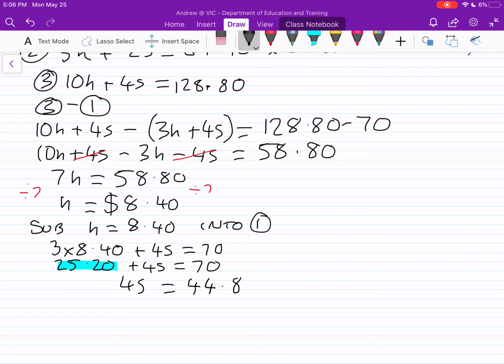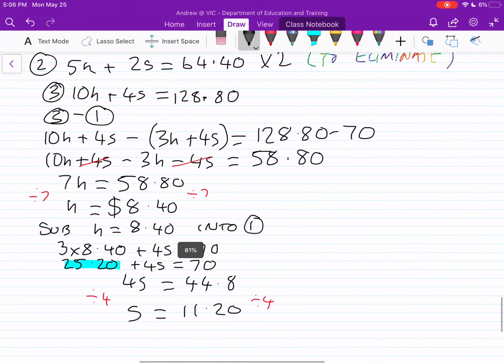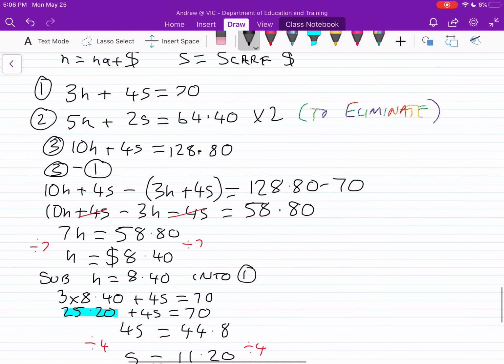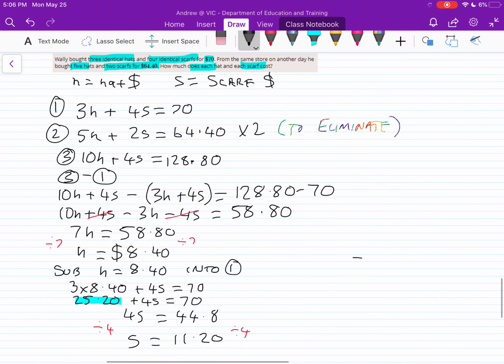Okay, and now we need to divide by 4. Okay, so our scarf is going to equal $11.20. Okay, so it's always good for our worded question that we just had up here. Sorry, zoom out so we can see it all. So it's always good to have a worded question, to have a worded response.